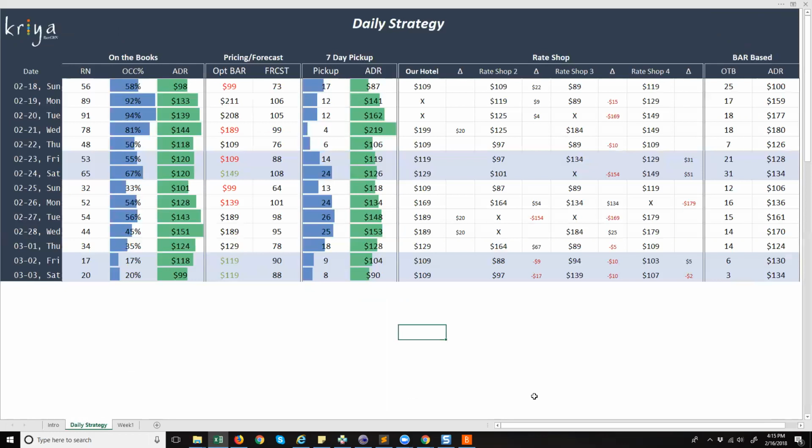So let's start with an example. I think the best way to learn is to look at an actual real hotel. This is a real business on the books for a hotel that I have. We're starting by looking at this upcoming Sunday, February the 18th. So let's talk through strategy for this hotel.